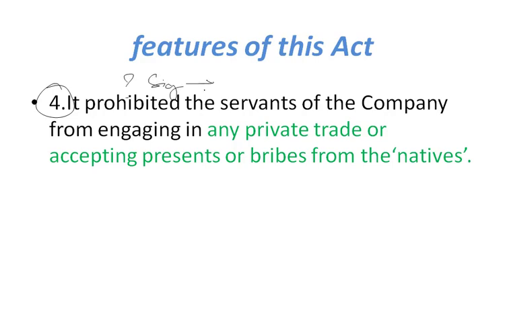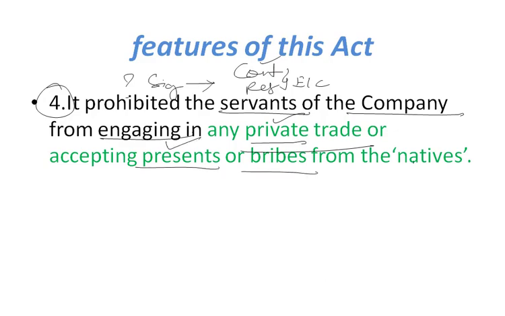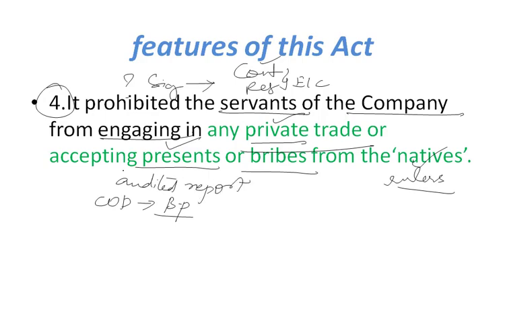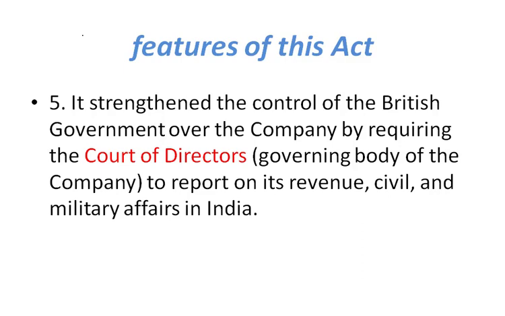The fourth point is, what is the main significance of this act? To control and regulate the affairs of the East India Company. The real objective was to control and manage the corrupt East India Company. So the act prohibited servants of the East India Company from engaging in any private trade or accepting bribes or gifts from the native rulers. And the total audited report of the trade should be submitted by the Court of Directors to the British Parliament. Each and every part of the trade should be accounted and audited, and the report should be laid down by the Court of Directors to the British Parliament.